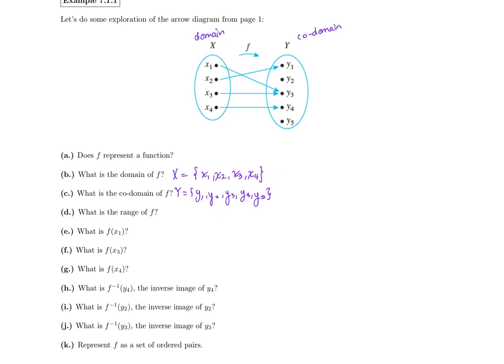x1 only has one arrow going out, x2 only has one, x3, and x4. So it's looking like a function to me. So we would say yes, because every element in the domain X maps to only one element in the codomain Y.